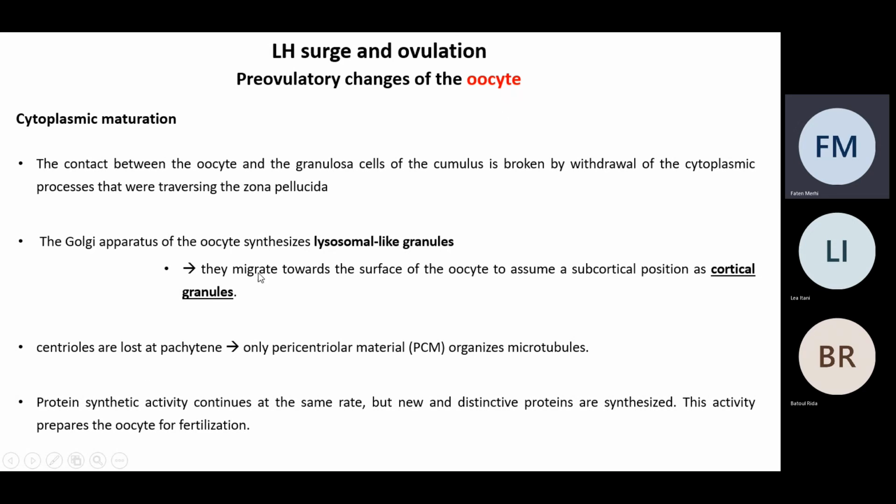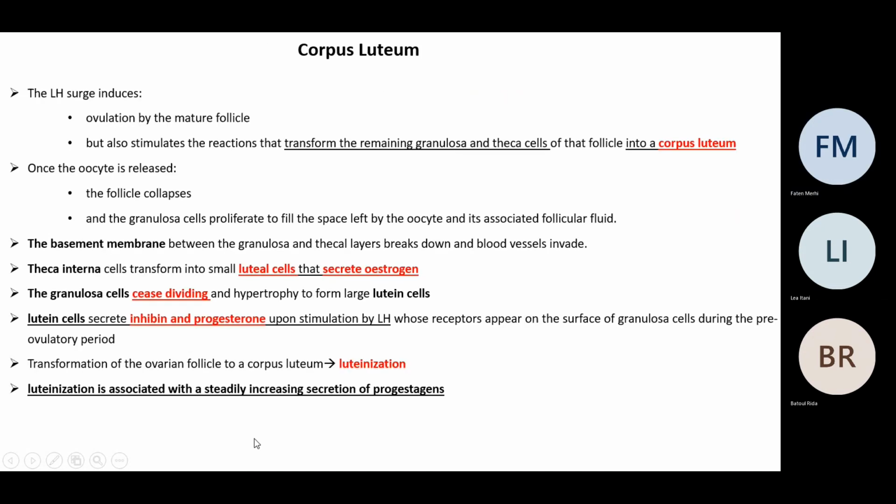And this oocyte will have a protein synthetic activity that will continue inside of it at the same rate, but now under the action of LH, new and distinctive proteins will be synthesized. This activity prepares the oocyte for fertilization. So we will have new proteins synthesized to prepare the oocyte for fertilization.